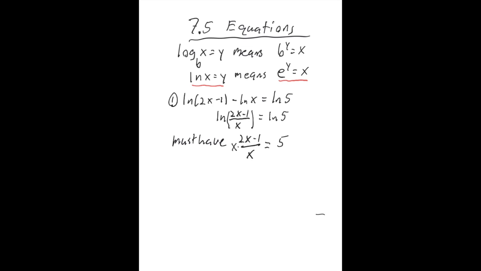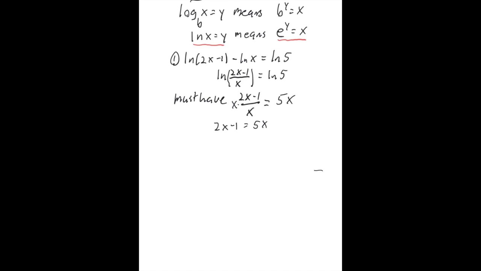Let's multiply both sides by x. Okay, that cancels the x on the left, so we get 2x minus 1 is equal to 5x. Let's subtract 2x from both sides. And we're going to get negative 1 is equal to 3x, which is going to mean dividing by 3, x is equal to negative 1/3.